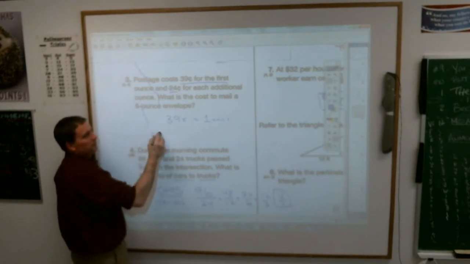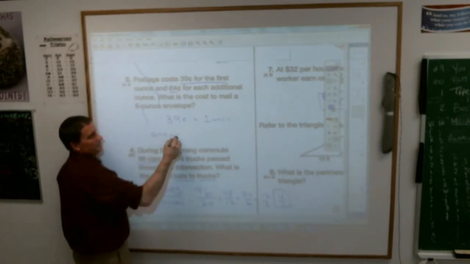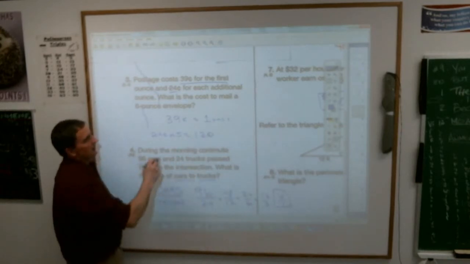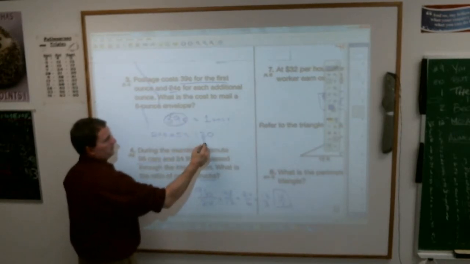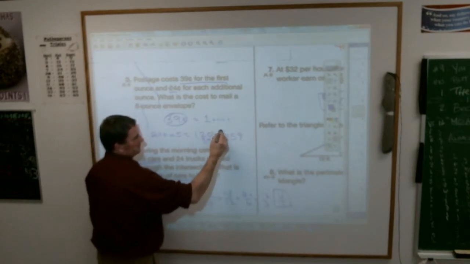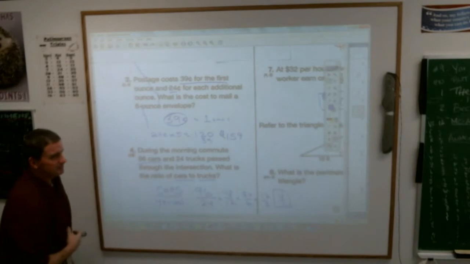So it's going to be 24 cents times 5 ounces, which is $1.20 or 120 cents. And then you have the 39 cents for the beginning one. So I'm hoping the answer was $1.59. Kind of get that? Yeah.